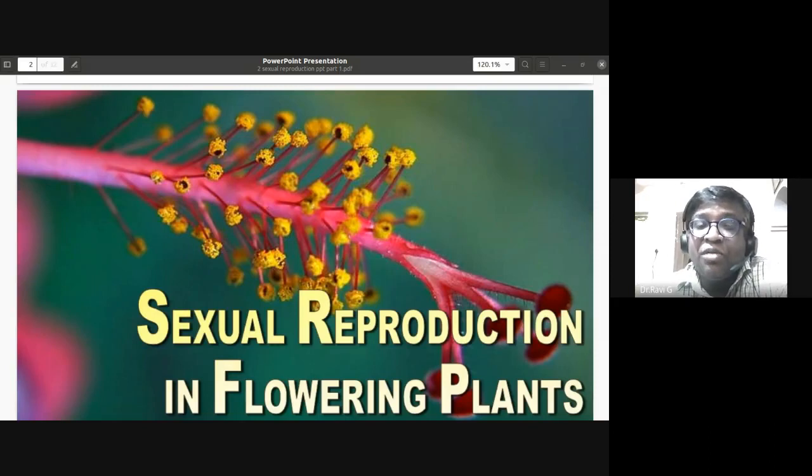Microsporogenesis is the formation of microspores from the microspore mother cell. The microspore mother cell undergoes meiosis to form microspores, that is, the pollen grains. Within the pollen grain, they undergo cell division. That cell division is mitotic, and we call that microgametogenesis. After microgametogenesis, there is the formation of two sperm cells, which will be present within the vegetative cell. So you can notice a two-celled or three-celled pollen grain after microgametogenesis.